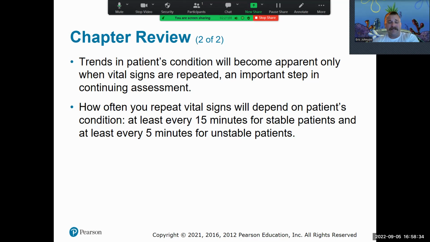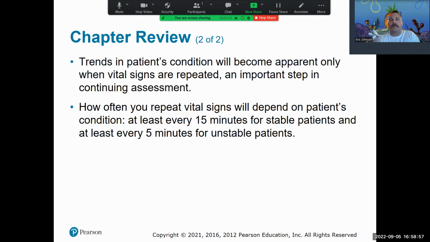And we don't need to sit there and clutch pearls. Oh no, it's been 3.5 minutes. I'd love to take your blood pressure, but I can't. You can take them every 5 minutes or as often as necessary, as often as you see that there's a change. So if you give a patient a drug and all of a sudden they went from, I don't feel good, to passed out on the floor, we should probably take vitals.